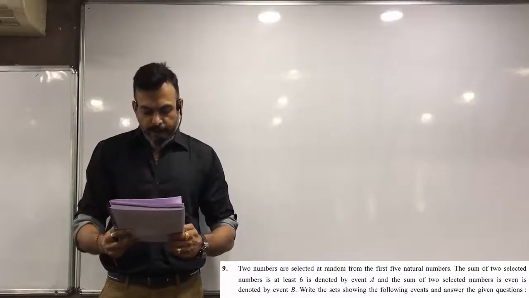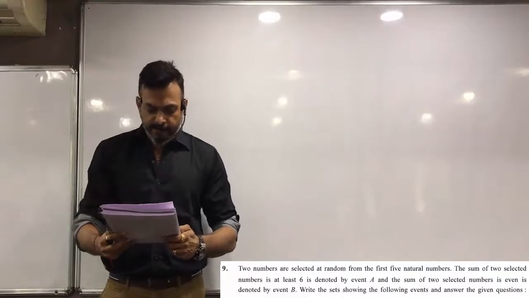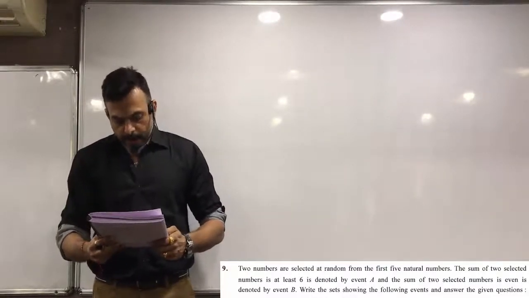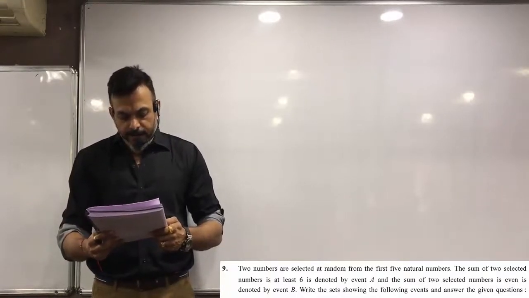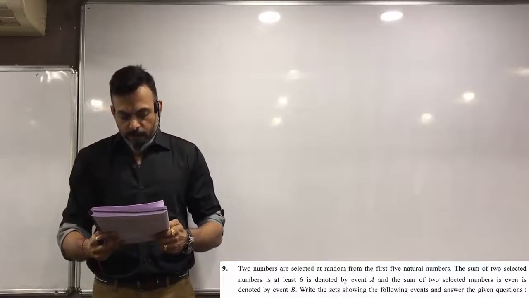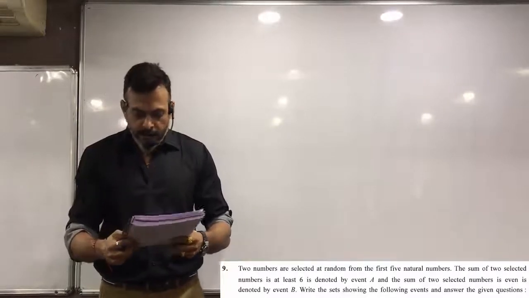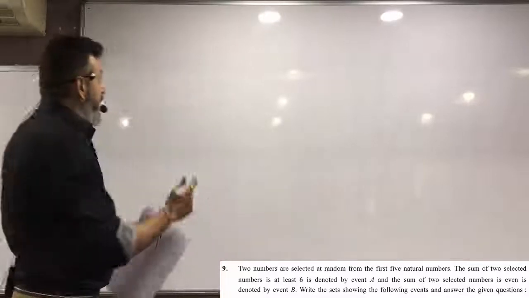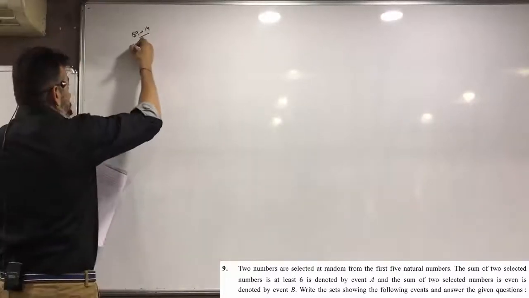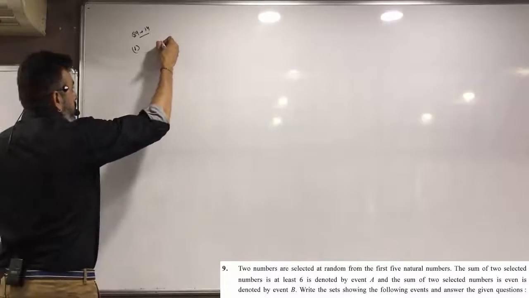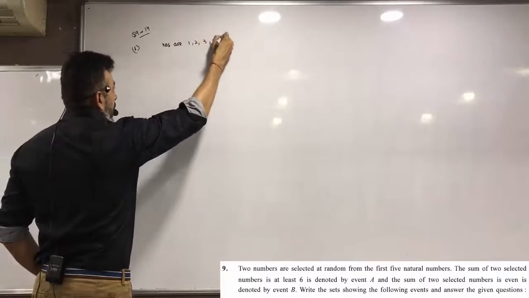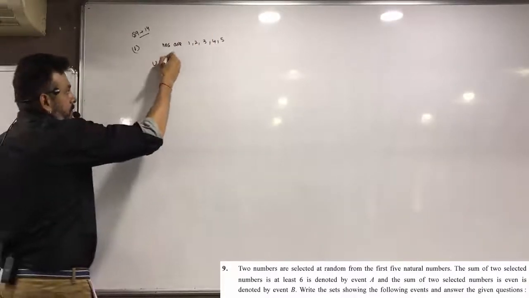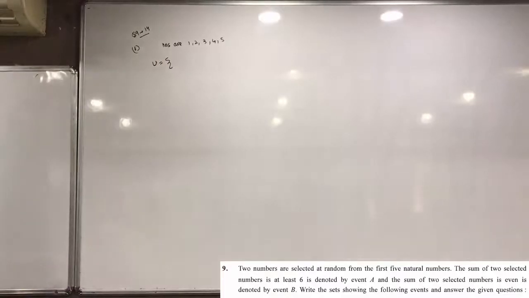Two numbers are selected at random from first 5 natural numbers. The sum of two selected numbers being at least 6 is denoted by event A, and the sum of two selected numbers being even is denoted by event B. Write the set showing the following events and answer the given question. Now first we have to find sample space U from 5 numbers. So numbers are 1, 2, 3, 4 and 5. From 5 numbers we have to select how many numbers? 2 numbers. Can you make the sample space?